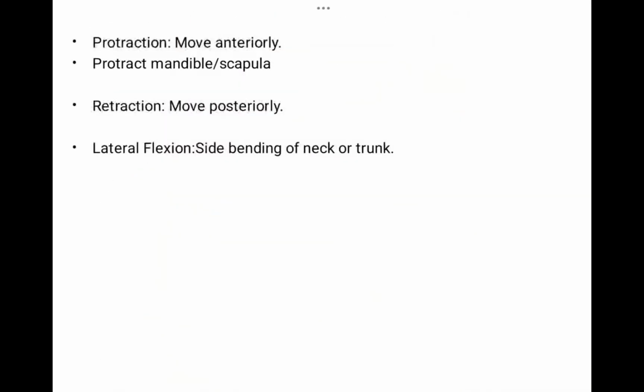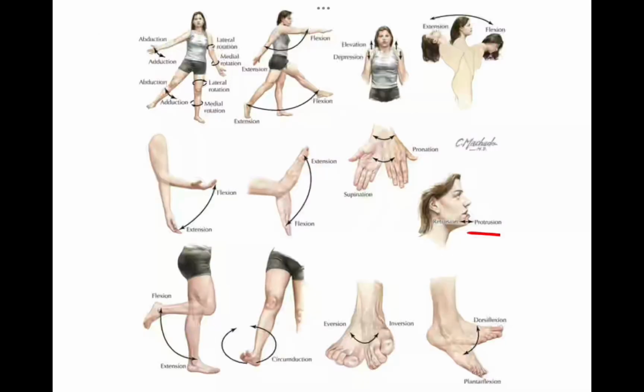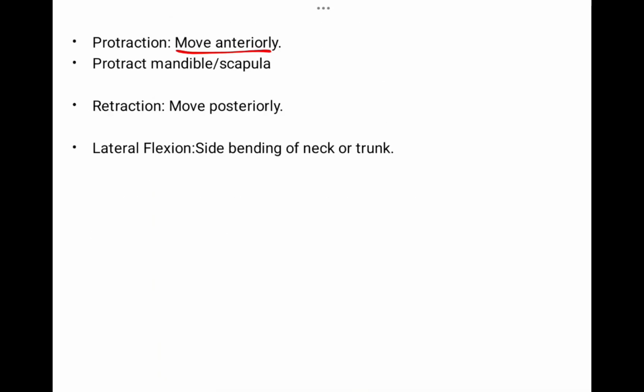So moving forward, we have protraction and retraction. Protraction is a movement where you move anteriorly. You protract the mandible or the scapula, while this is a protraction. While retraction, you are moving it backwards. So protraction is a movement anteriorly, while retraction, you move posteriorly. We also have lateral flexion, which is the side bending of the neck or the trunk. When you bend your neck to the side or your trunk, that is referred to as lateral flexion.